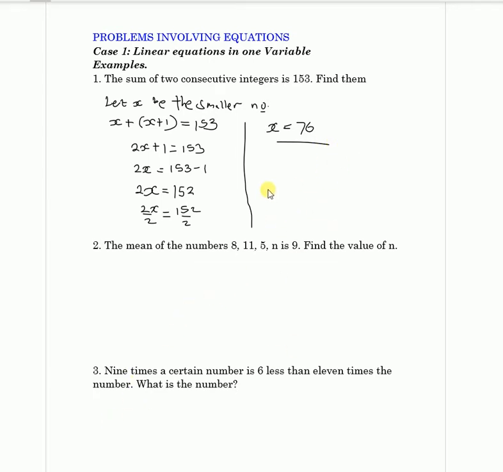It is x. So what are the numbers now? We need to conclude and say that therefore the numbers are 76, and if the smaller one is 76, the larger one should be 77. So those are the two numbers which are following one another consecutively, and when you add them, you get 153. That's that.